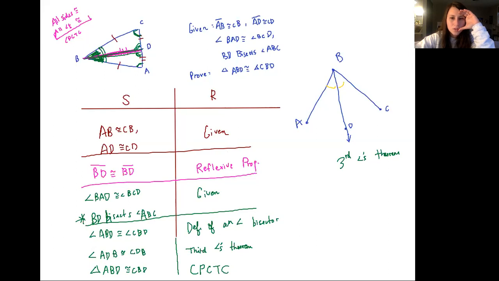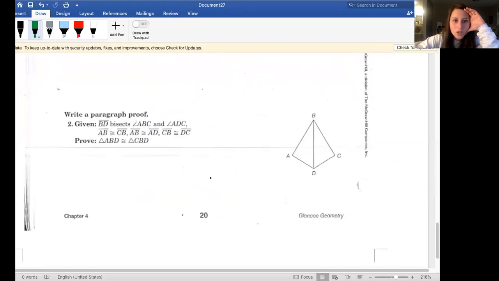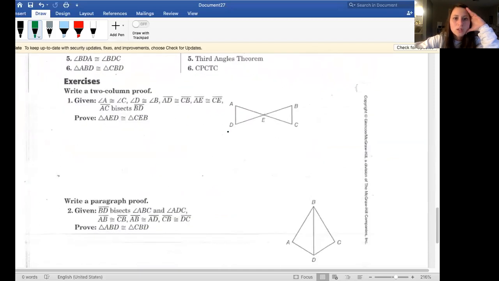Corresponding parts of congruent triangles are congruent. Okay, all right. Now let's take a look at one of our proofs on the study guide. So let's take a look at the ones where we have to fill in the blank, okay? So we're left with this. Oh, there's two of them. So let's take a look at this here.